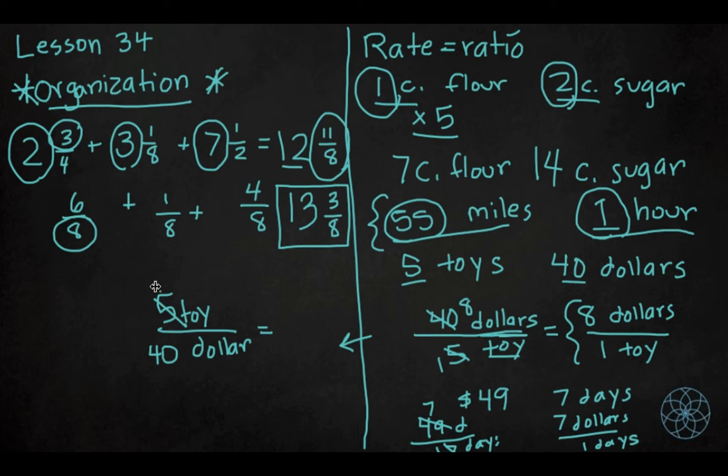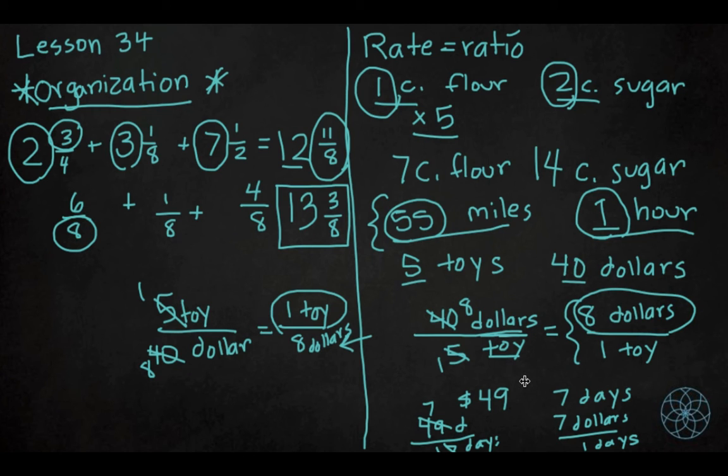Let's simplify that. 5 divided by 5 is 1. 40 divided by 5 is 8. 1 toy for $8. So it's just another way of expressing the same information. So sometimes you want to know how much 1 toy costs, and sometimes you want to know how much $8 will buy you.